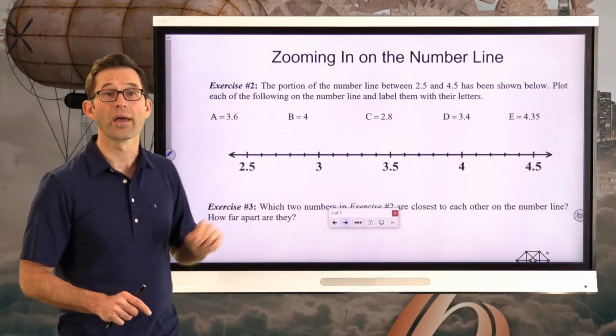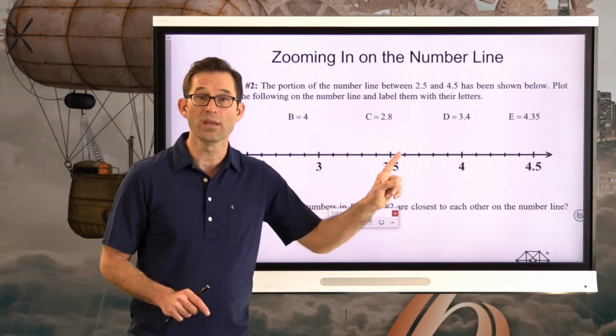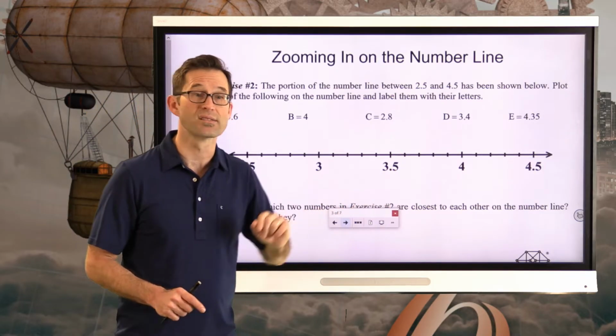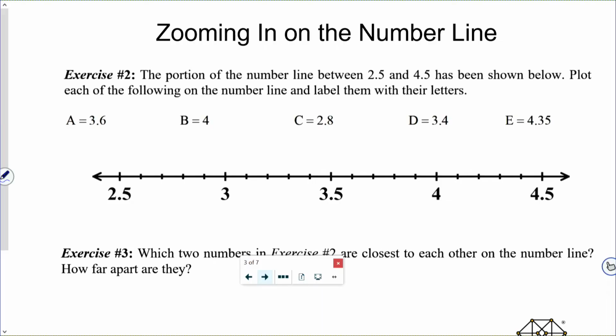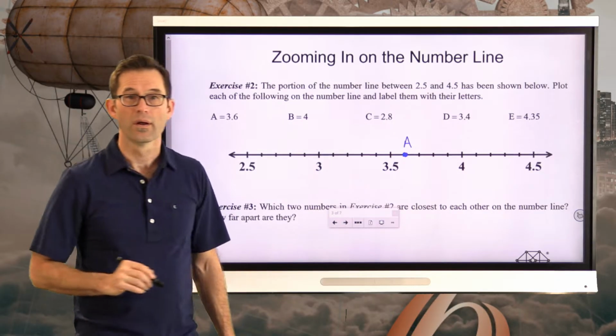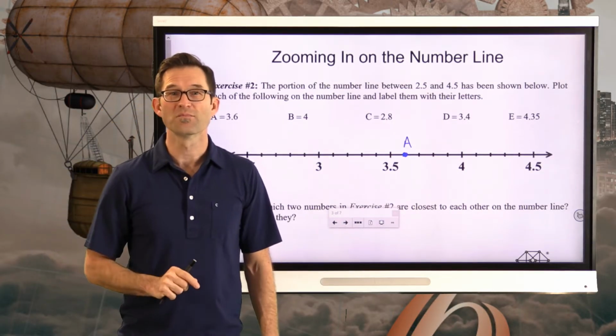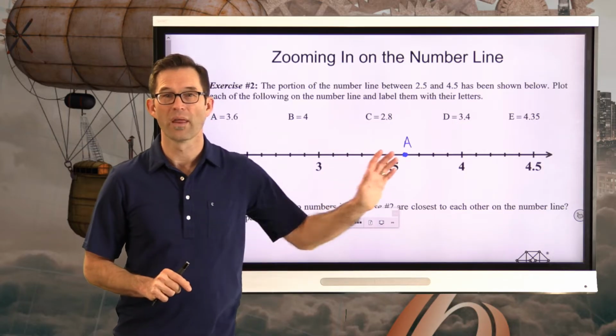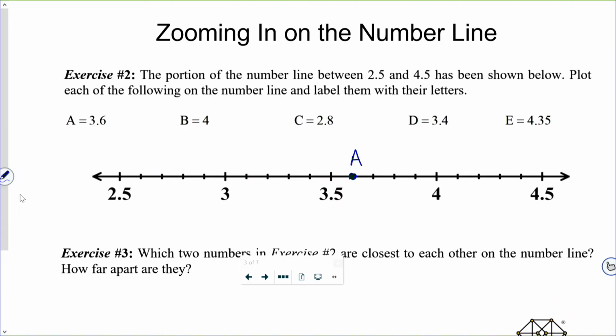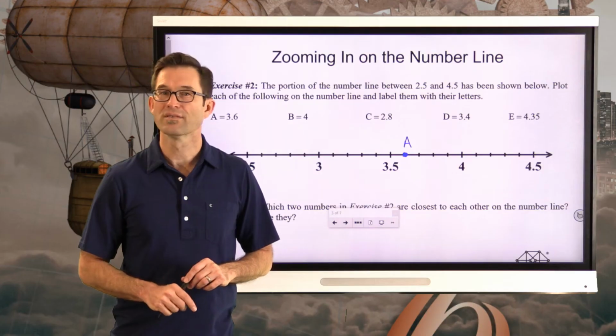So when I see something like 3.6, that's pretty easy. I can plot it in its exact location right here. Right. So what I'd like you to do now is pause the video and plot the remaining 4. All right, let's go through them.